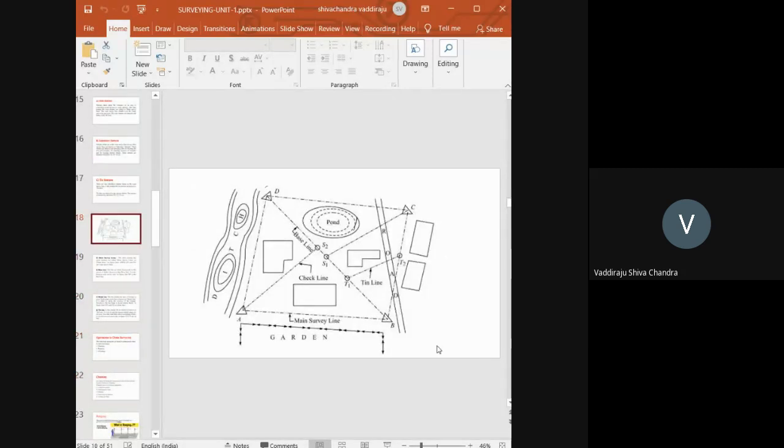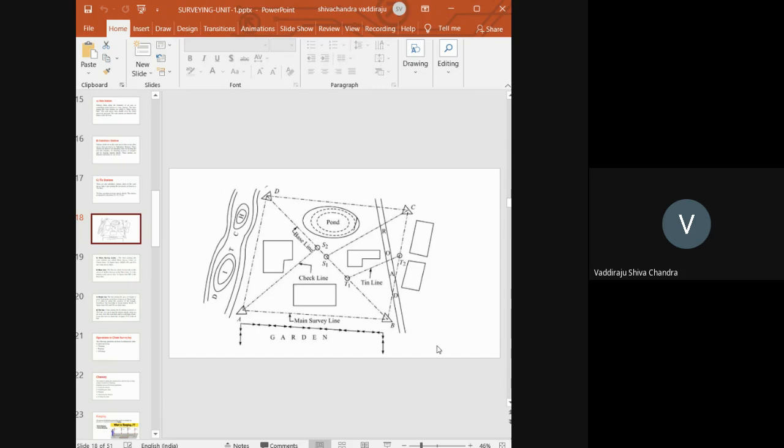Okay. If you are able to see this figure, the area ABCD is to be surveyed. The purpose of our work, the aim of the project, is to determine the area enclosed between ABCD. Okay. So these ABCD are called the main stations. They are the main stations which need to be established with 100% accuracy, because your whole work is going to depend on these positions only, ABCD. And the line joining two main stations is called the main survey line.